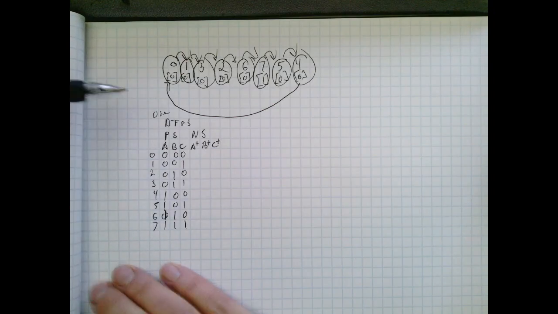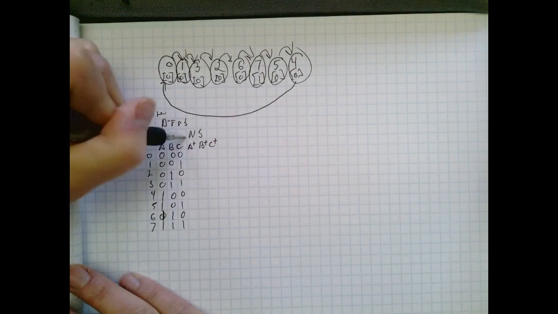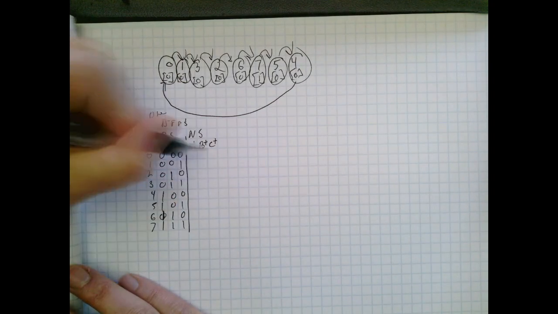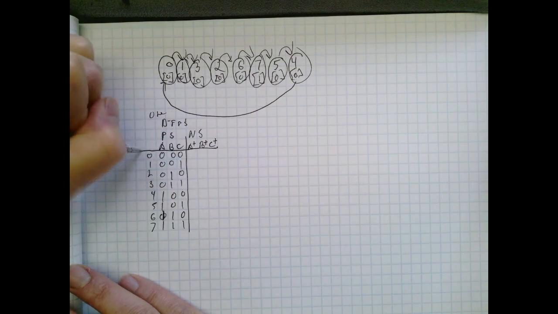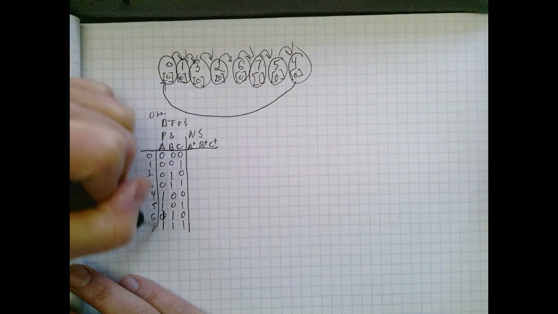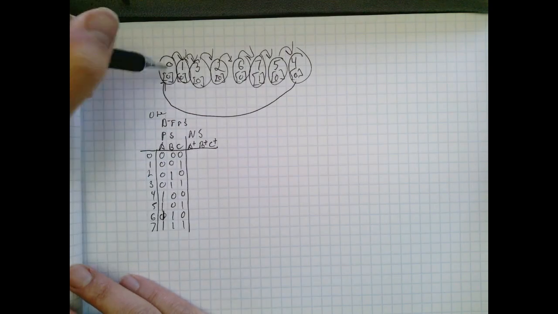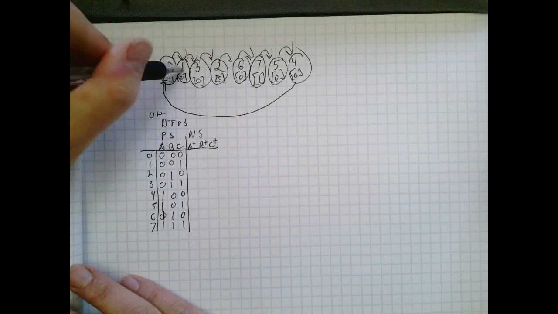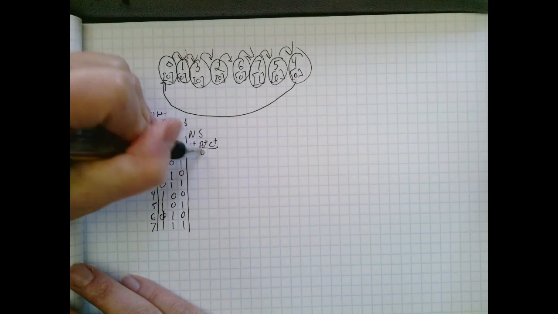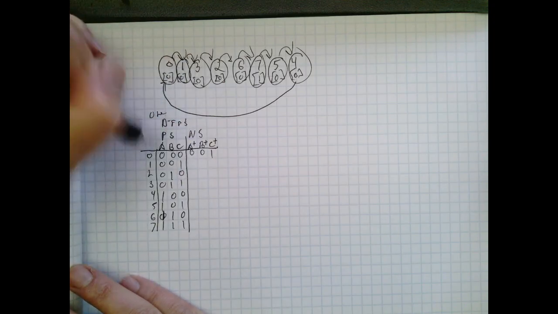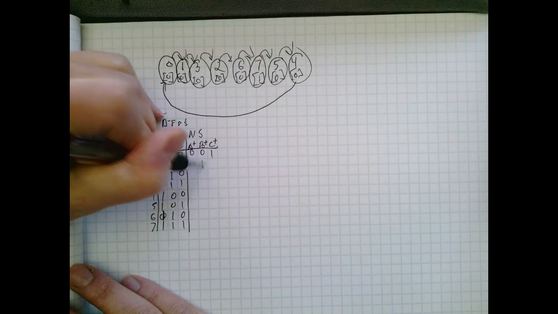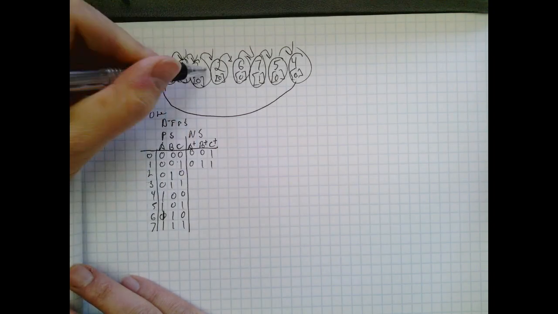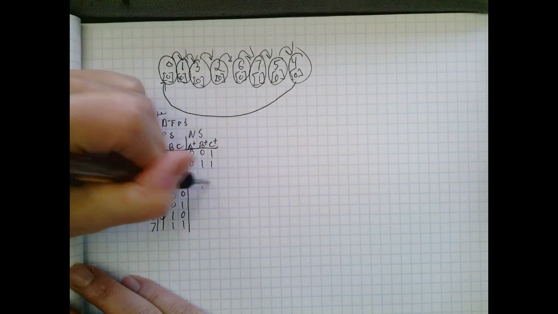There. All possible starting states. And then we'll write out the next state. So after state 0 comes state 1. After state 1 comes state 3. After state 3 comes state 2.